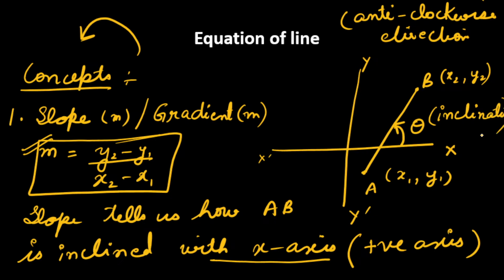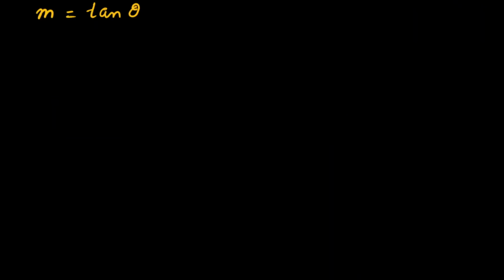You can make a note of all these things: slope's other name is gradient, and the angle we also call inclination. So we can make use of this formula whenever we know the angle to find the slope. This is the second formula of slope: m is equal to tan theta.